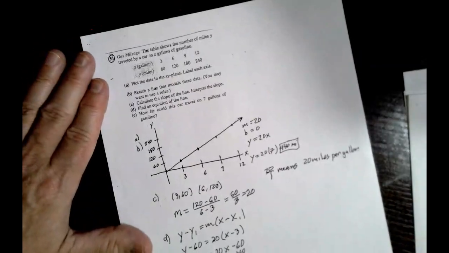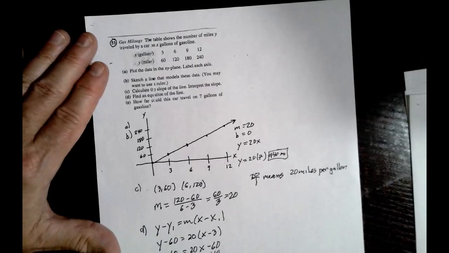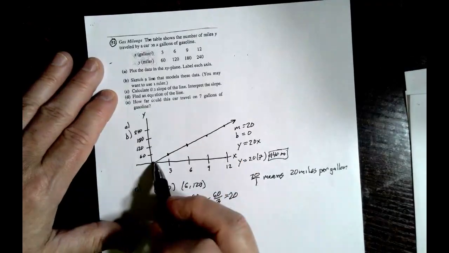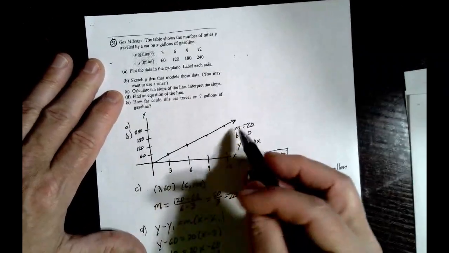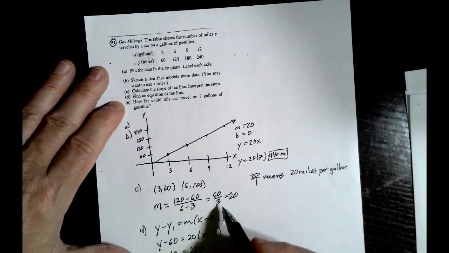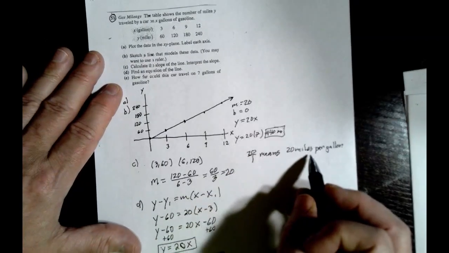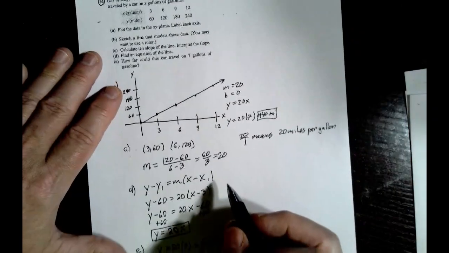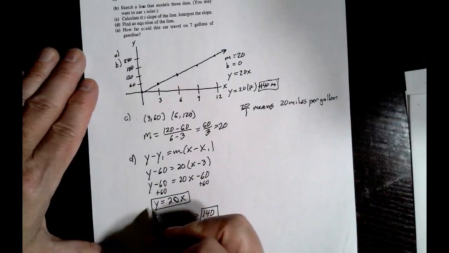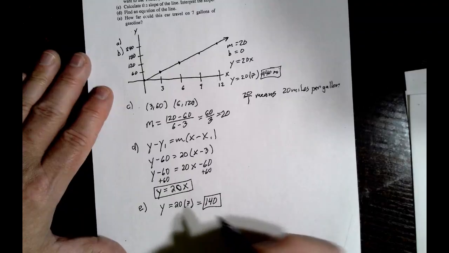51, gas mileage. It shows the number of miles traveled by a car on x gallons of gas. So x gallons and y miles. Plot the data. Okay. Sketch a line that models the data. It looks like it's very precise. Calculate the slope. So you take any 2 points and you find your slope is 20. Your slope is 20 miles per 1 gallon, so 20 miles per gallon. And find the equation of a line. You plug in your slope and 1 point, and you solve it for y, and you get y equals 20x. Okay. So how far can a car travel on 7 gallons of gas? 20 times 7, 140 miles.